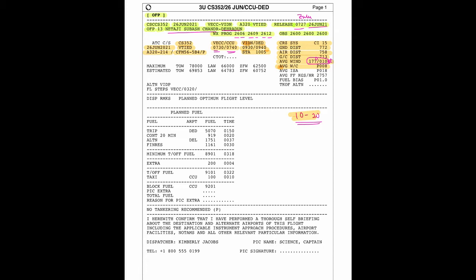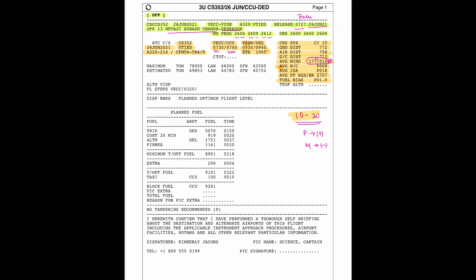So if there is any P, you can say plus. If it is M, it is minus. Okay, so then the average ISA deviation is plus 18. Average fuel burn per hour is 2257 kgs. So basically we will have approximately 2257 kgs per hour fuel burn, and fuel bias again. This is the fuel factor, the performance factor basically. So that's approximately 1.0 plus.